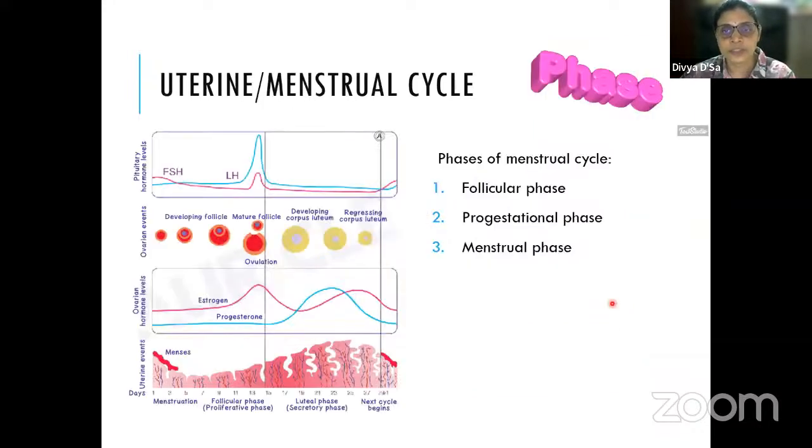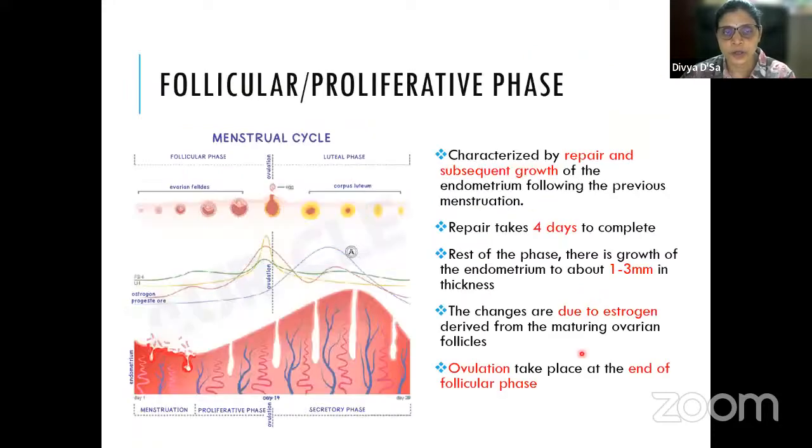So this uterine or menstrual cycle has 3 phases mainly. Some books use 4, but generally we consider 3 phases. That is the follicular phase, progestational phase, and the menstrual phase. So what are the changes which occur in these different phases we need to know? So first is the follicular or the proliferative stage.